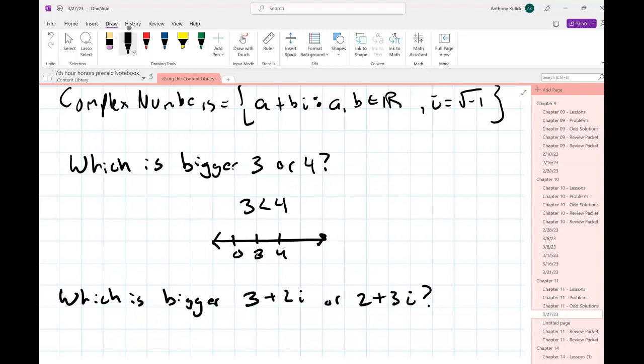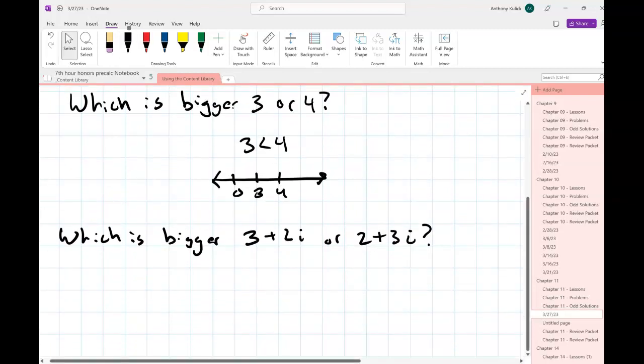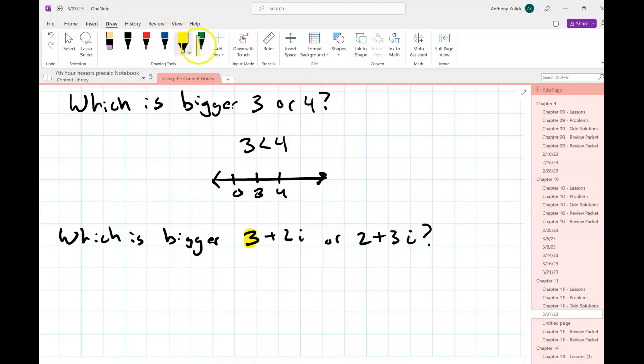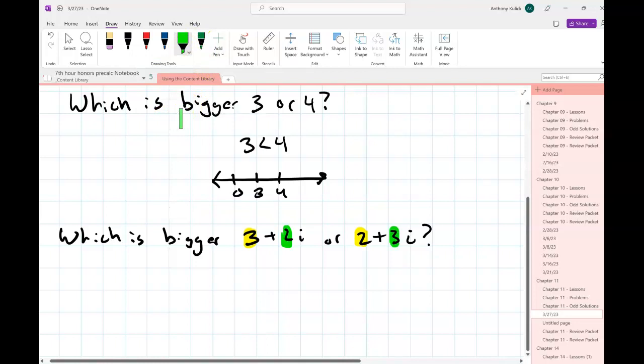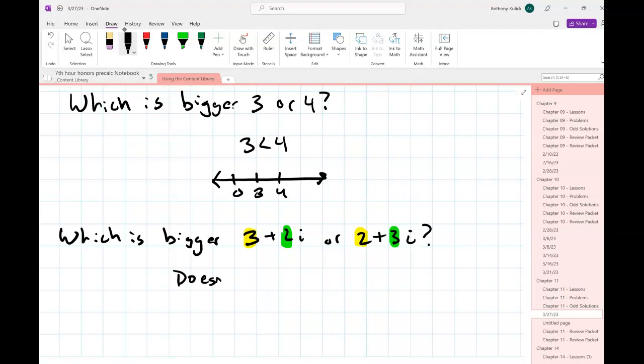That is true. Here's the problem, right? We have this real component and we have this imaginary component. So if I try to order these things on a one-dimensional system, like a number line, it doesn't work. You can't order them. This kind of inequality doesn't make sense.